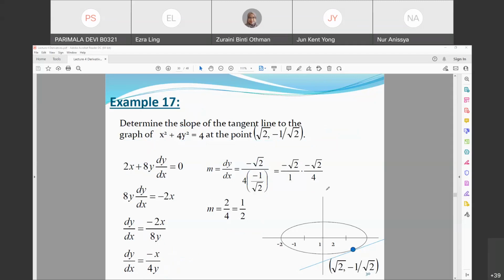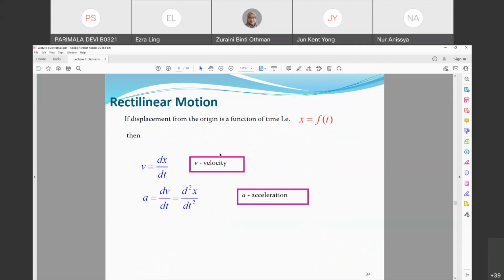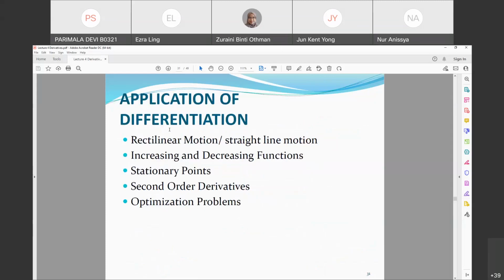Okay. This is the application of derivative. Okay, nampak tak kat sini? Dia punya application dekat dalam straight line motion, increasing, decreasing function, stationary function, stationary point. Stationary point ni macam dulu kita belajar extremum point. Extremum point tu ialah maximum, minimum.